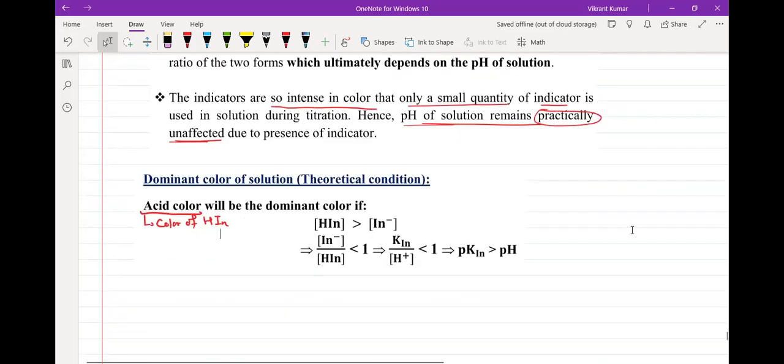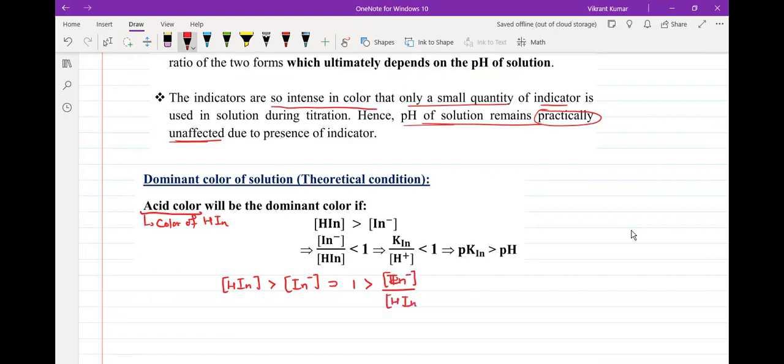So, if I'm saying HIN is greater than In minus, so definitely we are going to say 1 is greater than In minus upon HIN, which means 1 is greater than In minus by HIN, which we had written as KIN upon H plus. And that's why we are saying in this case, when H plus will be greater than KIN, you will get acid color as the dominant.